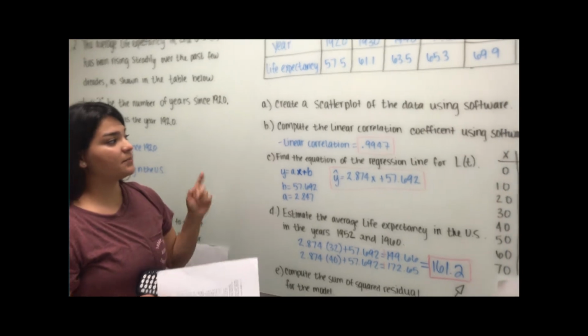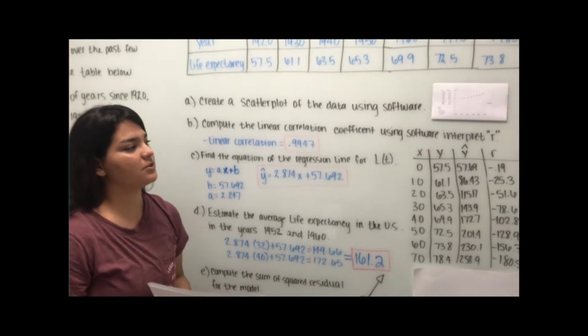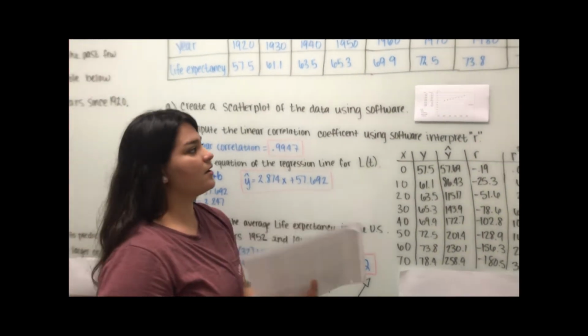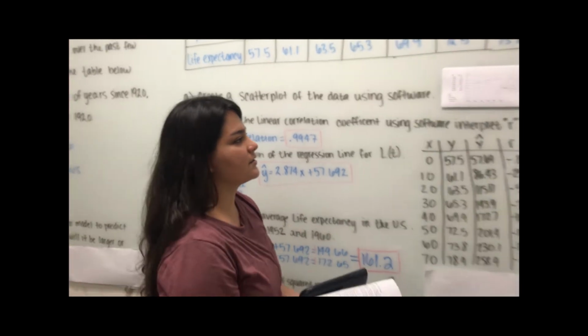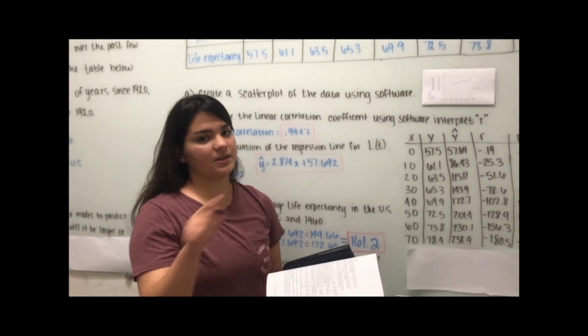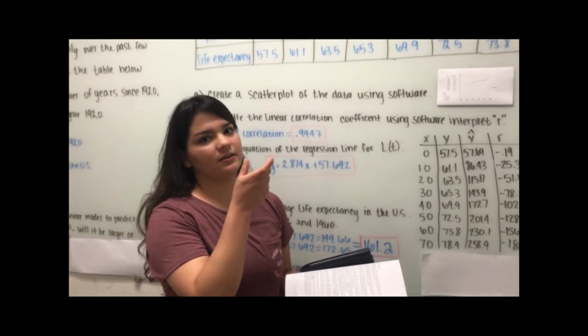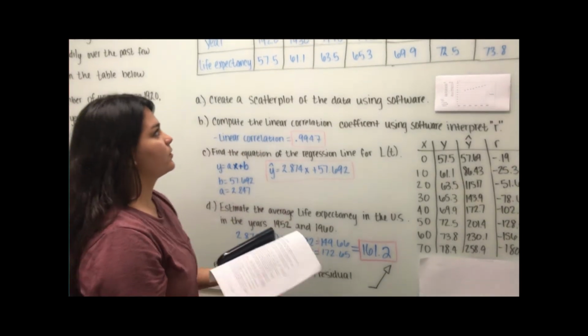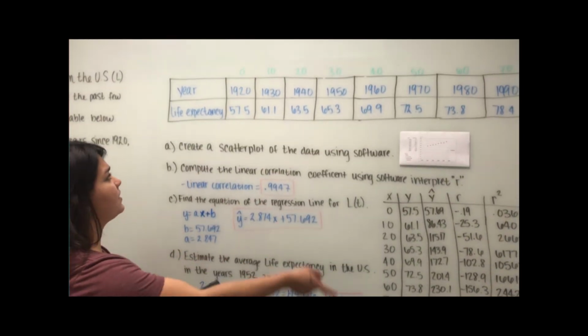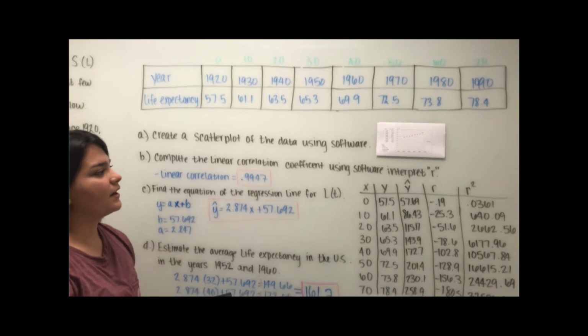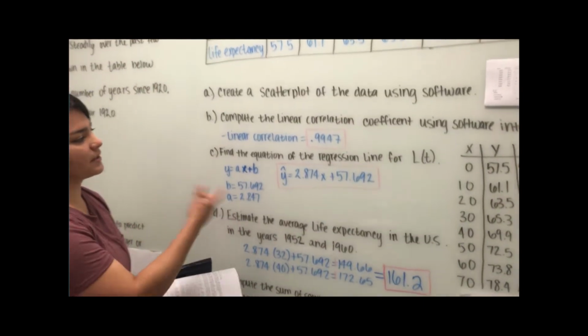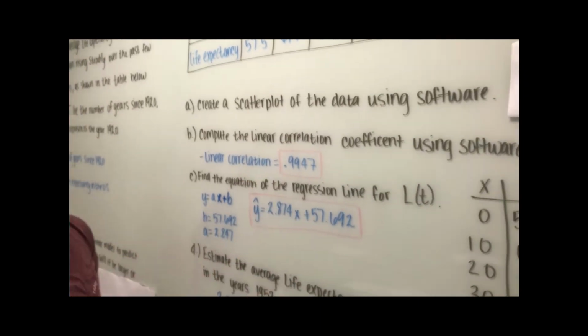For letter B, it said to compute the linear correlation coefficient using software and interpret R. Same thing, I put correlation and input the data points, which were 0 through 70 and the life expectancy. It gave me R, my linear correlation, which equals 0.9947.